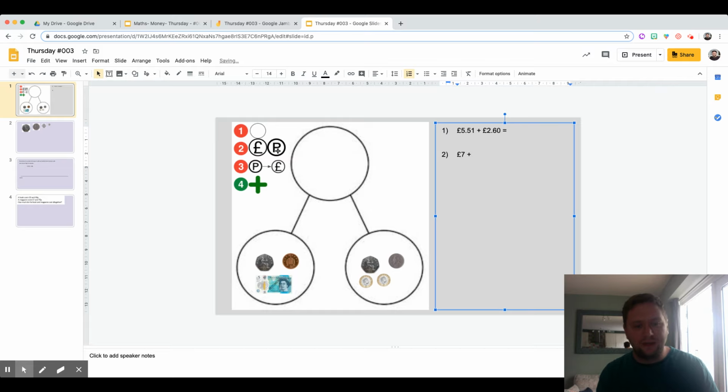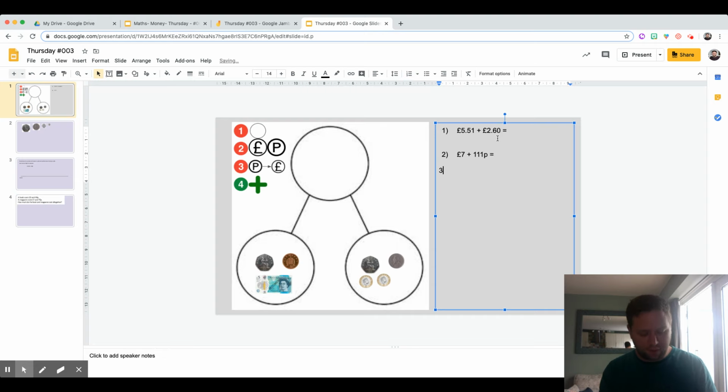And now let's add the pence together. So I've got 51 pence and I've got 60 pence. Well, my number bonds from last year tell me that 5 plus 6 is 11. So 50 plus 60 would be 110. Add the 1, we've got 111 pence.